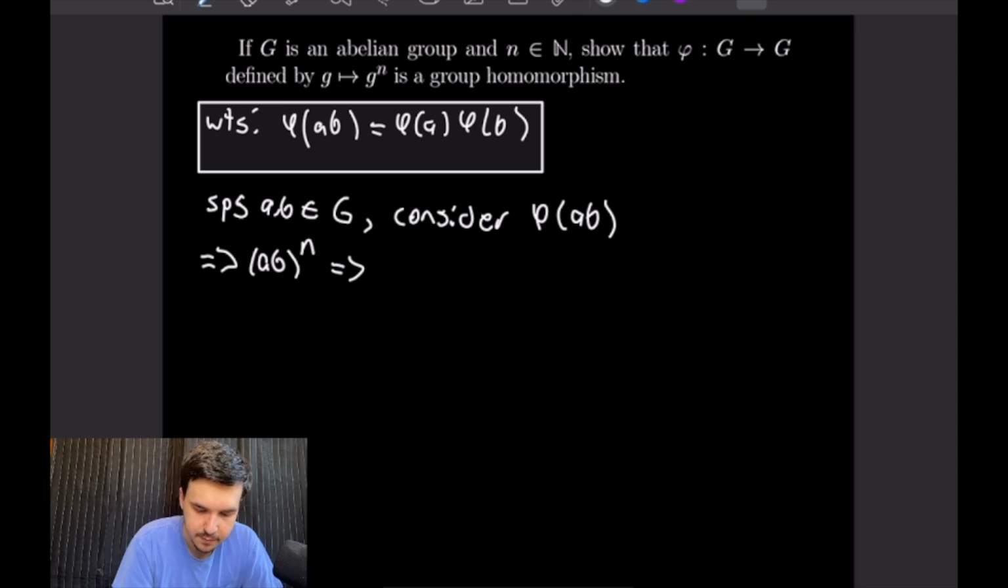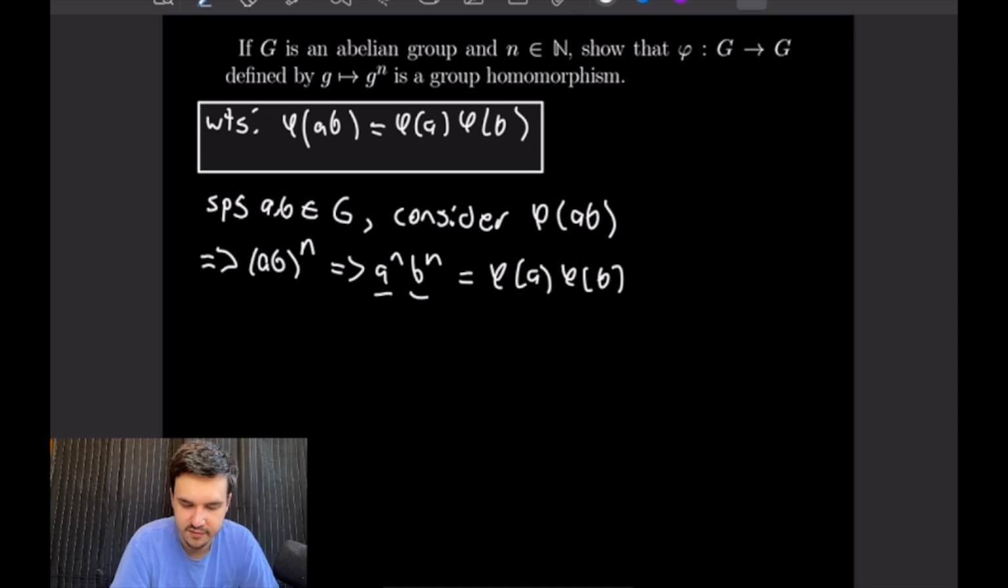And then, of course, that's going to be equal to a to the n times b to the n, which is just equal to phi of a times phi of b, as that is the exact definition of what it means to apply phi to a and phi to b. Great. So that's just a quick little proof to demonstrate how to prove something is a homomorphism, and we're going to be using this a lot as we go through the next couple examples. So let's go ahead and get into our second one.